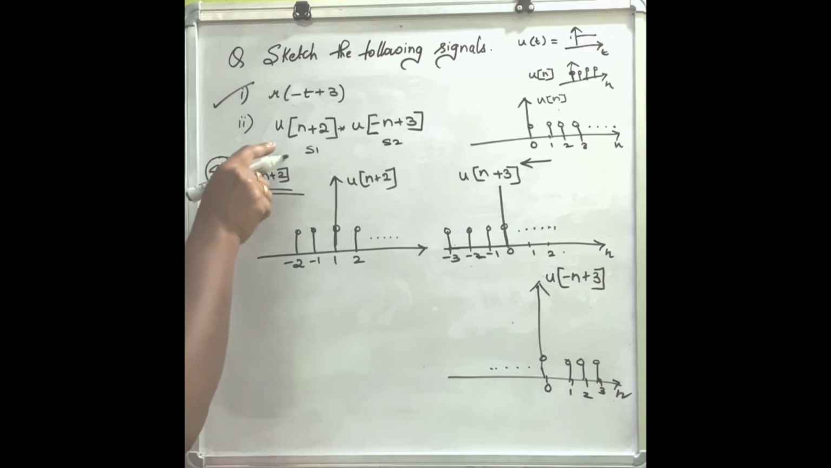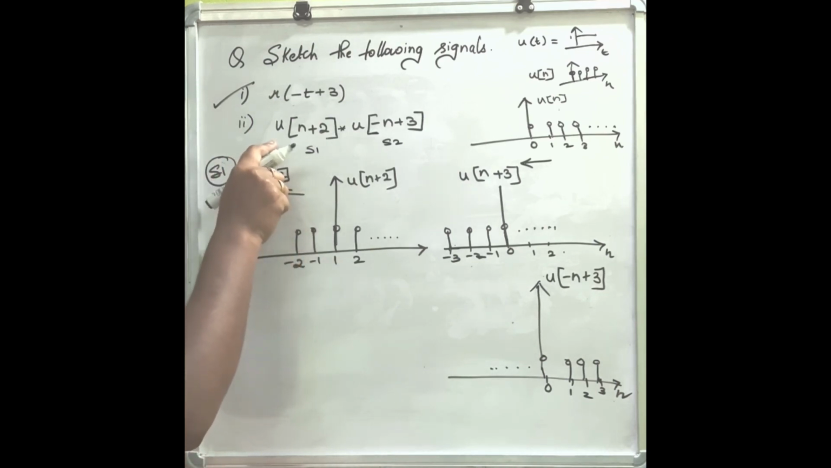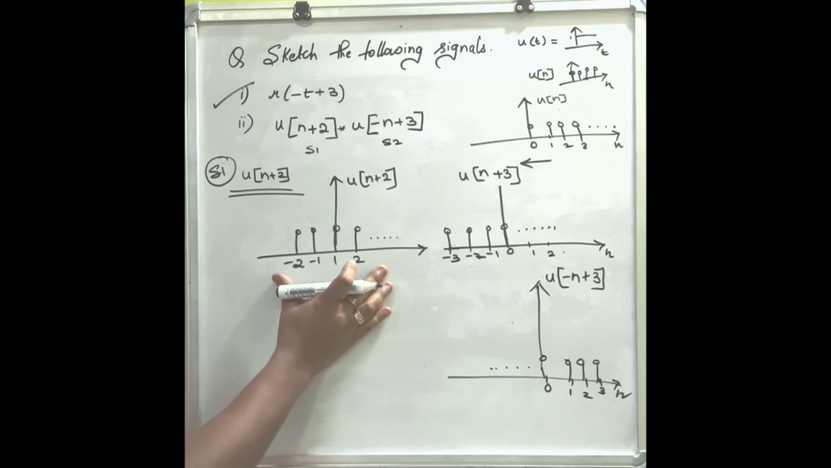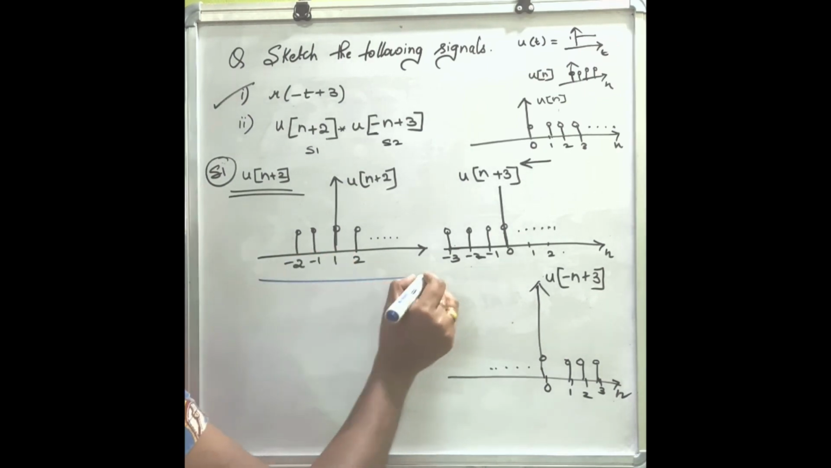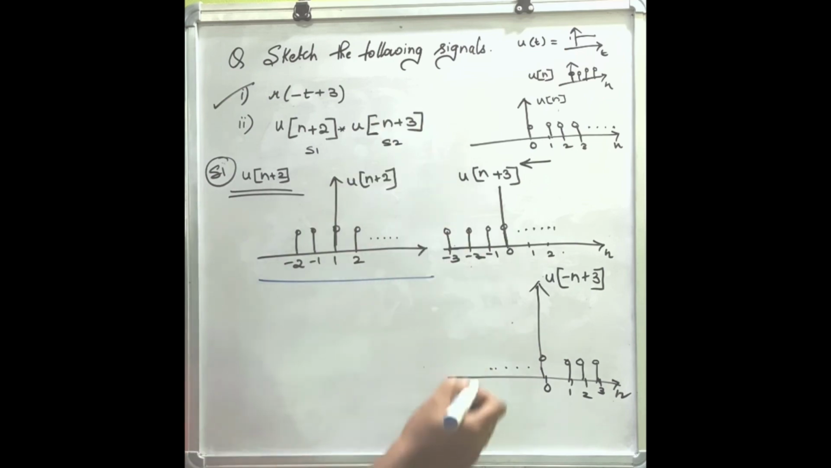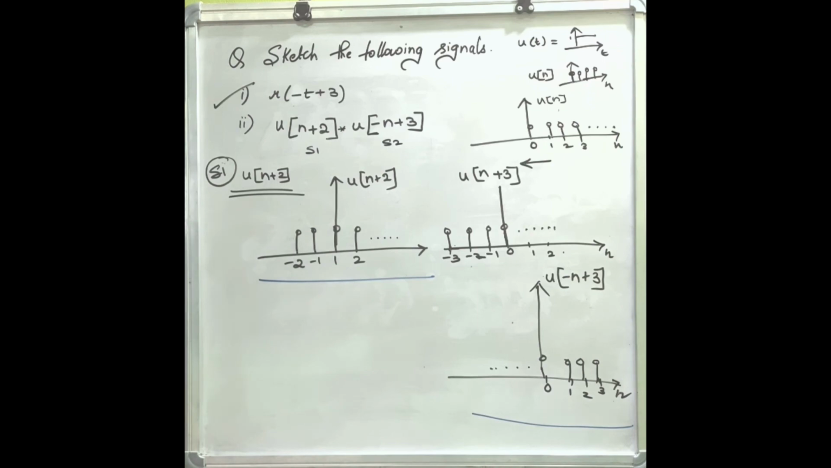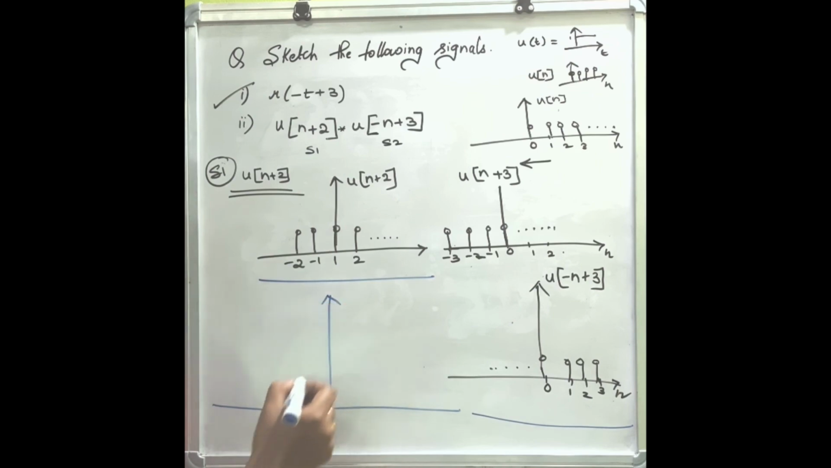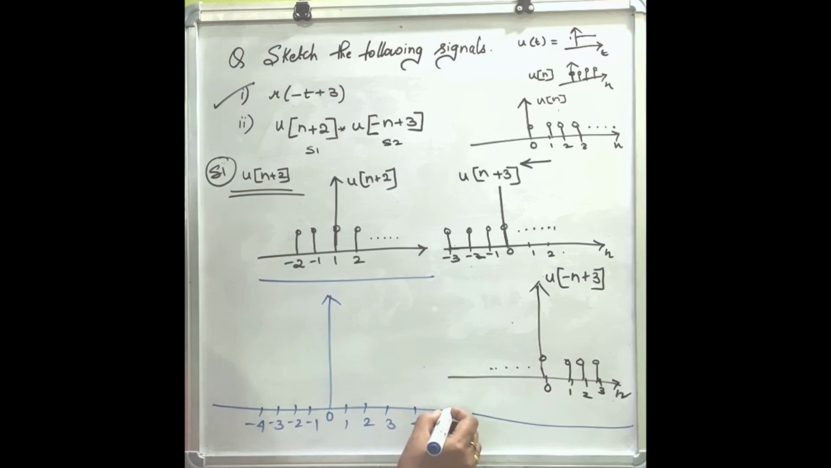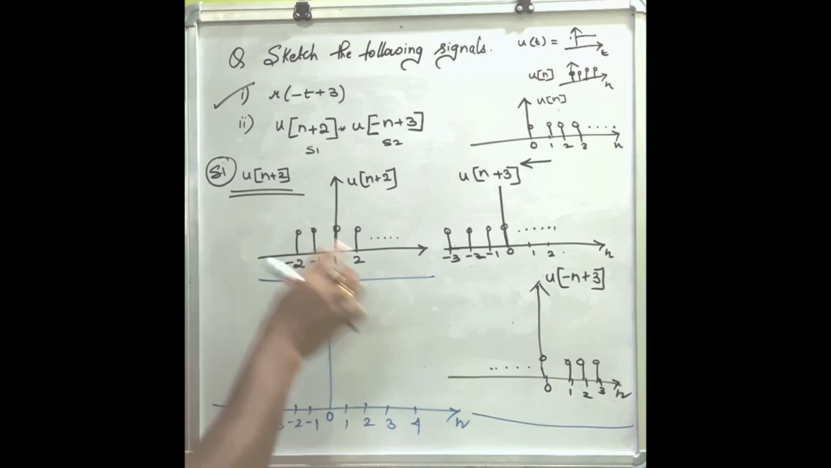Okay, now you have been asked to multiply u of n plus 2, that is the signal, and u of minus n plus 3, this signal. You have been asked to multiply these two signals. Okay, so let's draw the last signal. For this, take the maximum number: minus 4, minus 3, minus 2, minus 1, 1, 2, 3, 4. And this is n. Now, multiply the two.